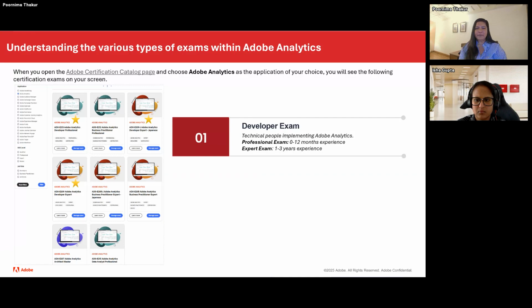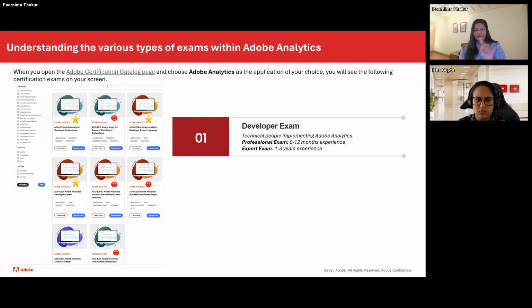So these are the people who take the developer exam to establish their expertise in the implementation area. And here again, you have two levels, professional and expert. I'll cover that a little bit in detail in the next slide. Now, if you look at the screen again, 1, 2, 3, and 4.